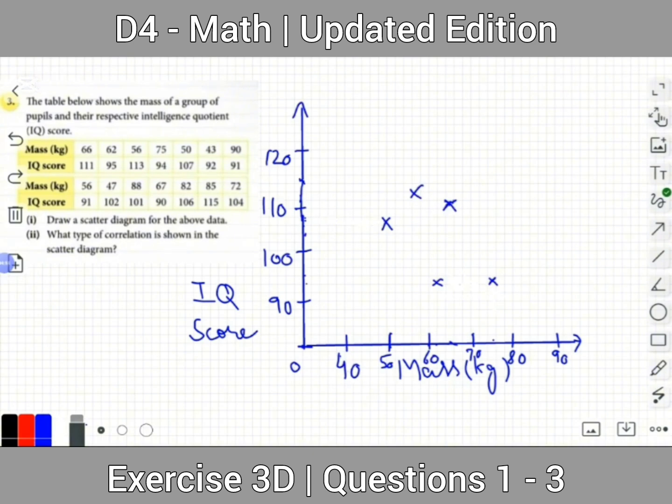Now for 43 and 92, for 43, here we have 42 and 44 somewhere, 40, and we have 92, here we have 92 and 43. So I will put the cross here.